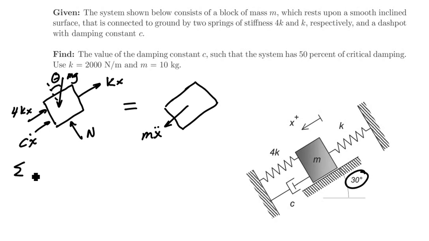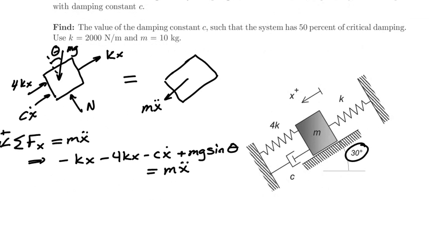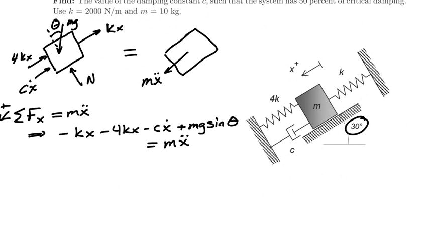So if I do that, I can go ahead and sum forces in the x direction and set that equal to m times x double dot, x of course again being positive down the slope. And if I do that, I'm going to have minus kx minus 4kx minus c x dot plus mg times the sine of the angle theta equal to m times x double dot. I can then write this in standard form, and that's going to give me m times x double dot plus c times x dot plus 5 times k times x is equal to mg times the sine of the angle theta.